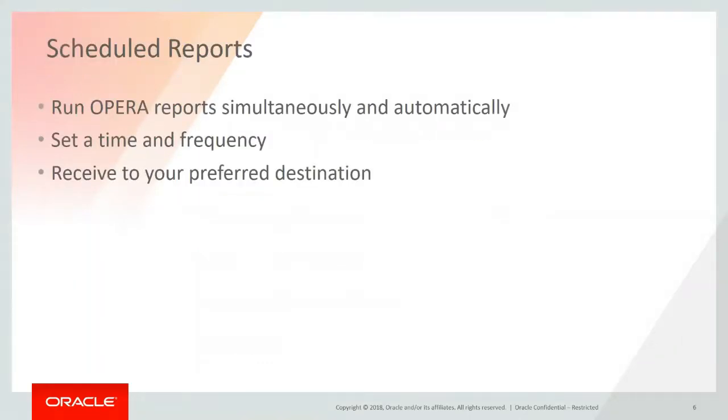The report scheduler is an enhancement over your single one-time report generation in Opera Miscellaneous Reports. And it's especially handy when multiple reports need to be run on a regular basis. They will run simultaneously and automatically. Instead of running them one at a time, we can set a time and frequency for them to run regularly: every day, every week, every month on a set date. And on top of that, they can be set to be saved or sent to a preferred destination.